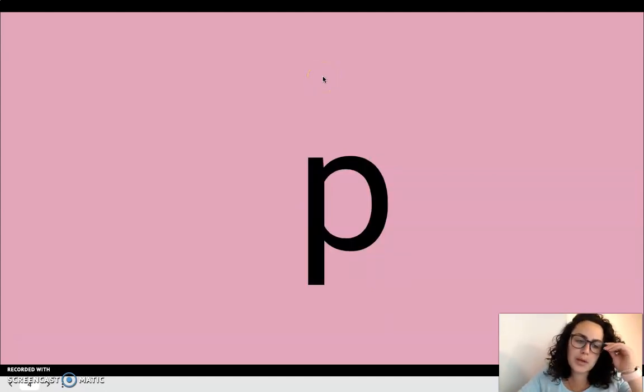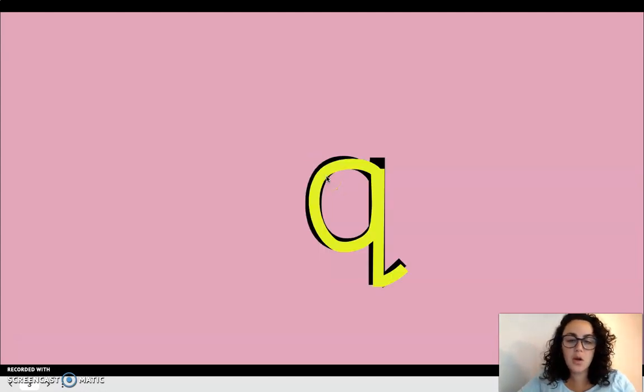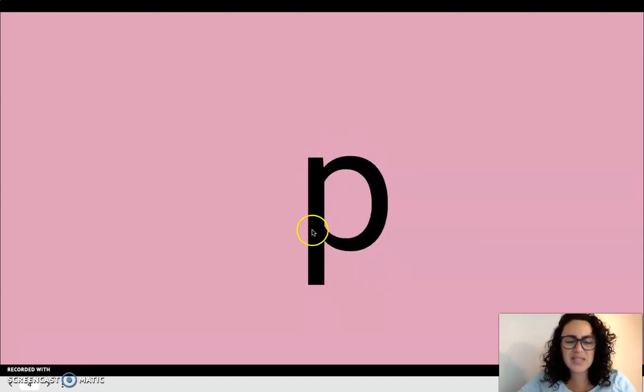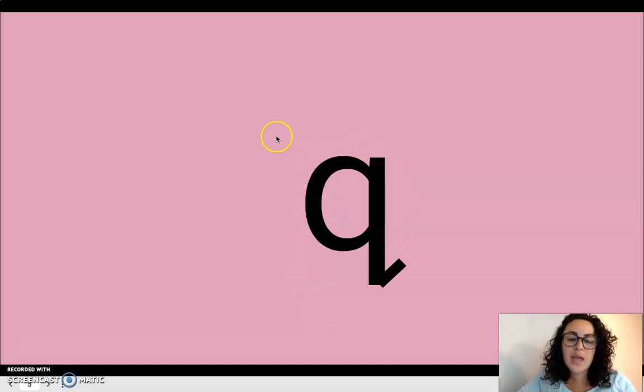So now we're going to look. Is this a Q? No, this is a P. It's so tricky because look, I'm going to go back to the Q. They look very similar, but the circle is on the other side. So this is a P. It goes the line first and then the circle. Is this a Q? It is. It has the circle, then the line, then that little tail.